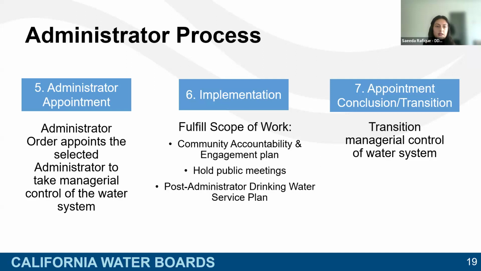As I stated a couple of slides ago, the post-administrator drinking water service plan is like a roadmap for the water system. Sometimes all the tasks within this plan are accomplished by the administrator, or they can be accomplished by the new governance structure or a technical assistant, but the point is to continue with the plan. And of course, the transition period is case by case.